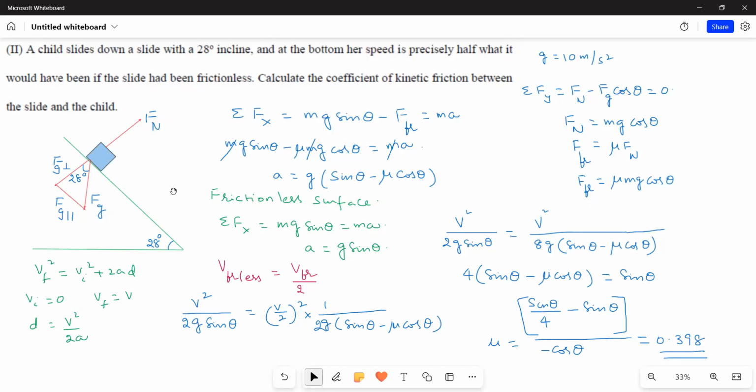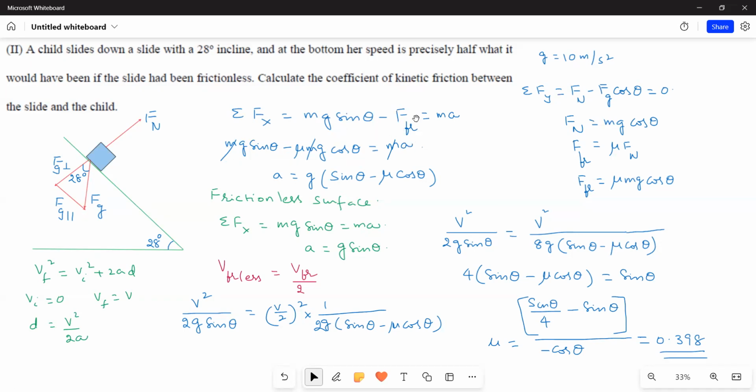This is the free body diagram of the child sliding down a slide. Here is the child, and this is the Fg. This is Fg perpendicular, this is Fg parallel, and this is Fn. Now we have to write the force equation for the surface with the friction. Sigma Fx is equal to mg sin theta, that means Fg parallel, minus F friction. This is for the frictional surface.